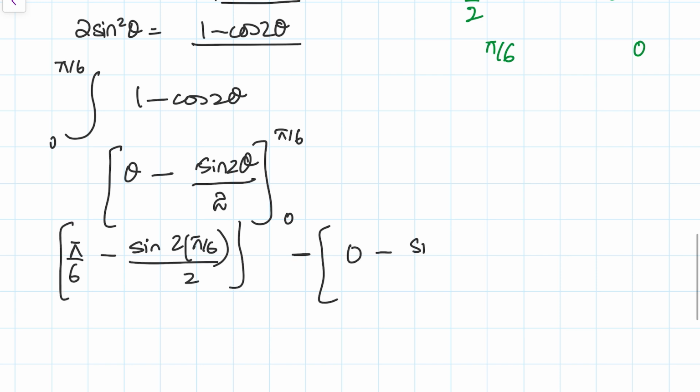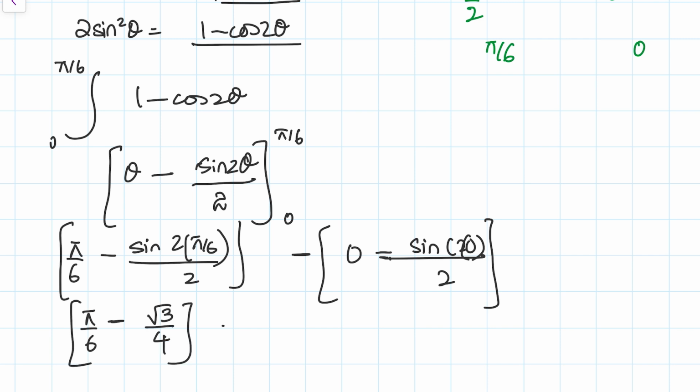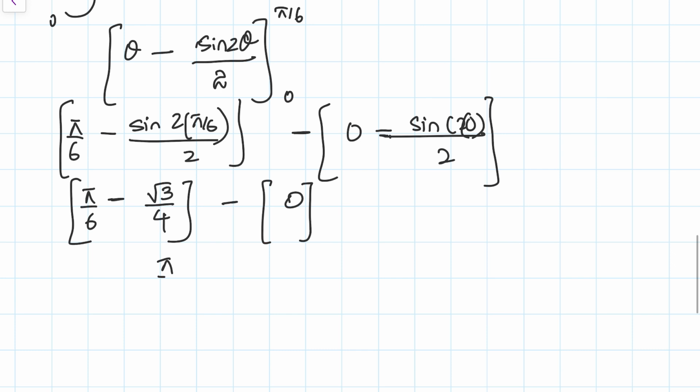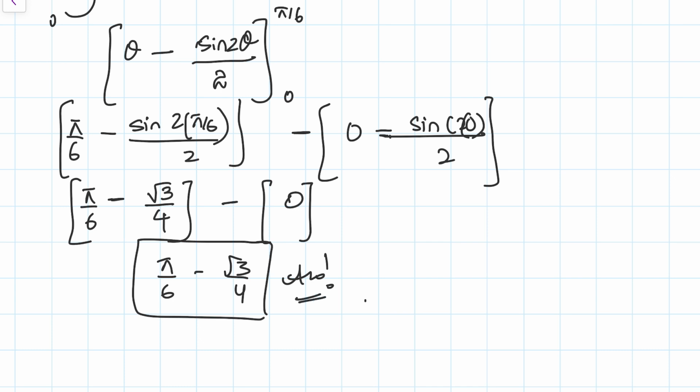Upper limit minus lower limit. So this becomes sine 2 pi by 6 minus root 3 upon 4 minus, everything will be 0 here because sine 0 is 0. So my answer becomes pi by 6 minus root 3 upon 4. Leave your answer in the exact form. Never write it as a decimal.